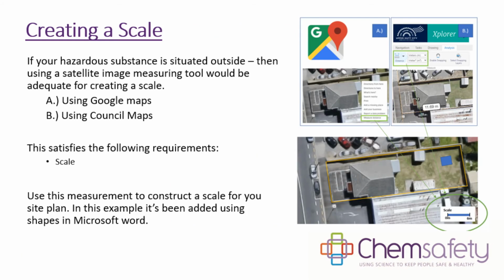Following on from this, we can create a scale. If you're using Google Maps, you can right click and at the very bottom will be a measured distance tool. So you can actually measure the distances on site to create your scale. Likewise, if you're using one of the council map websites, there's a similar toolbar at the top left corner of the screen. You can use this to a similar effect. Once this is done, transfer this information into a scale for your sitemap on your Microsoft Word file.